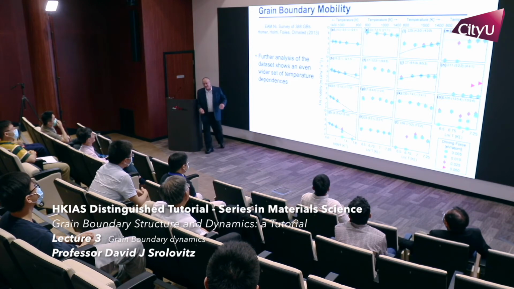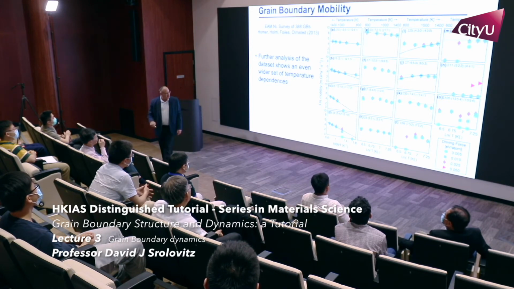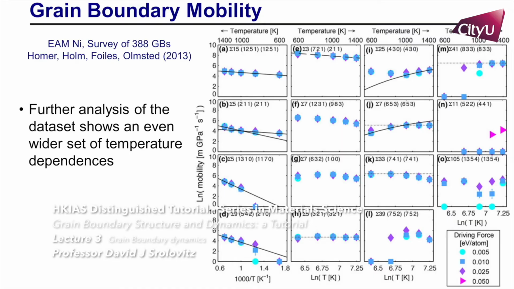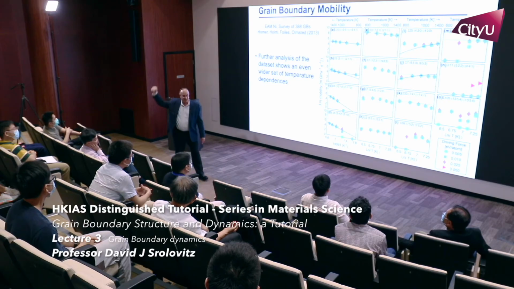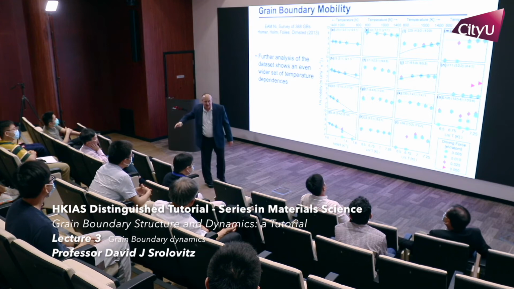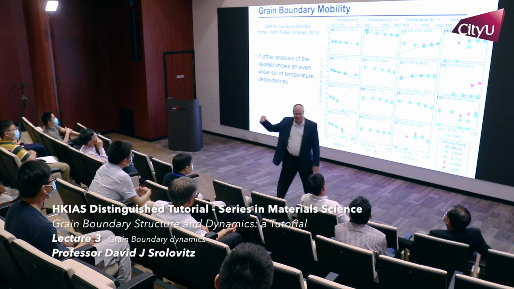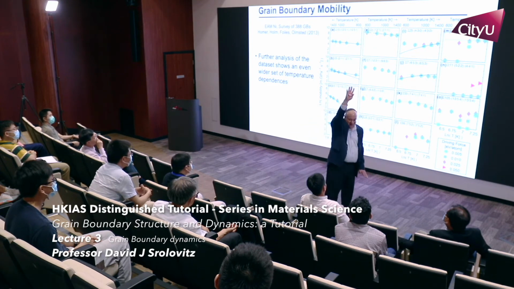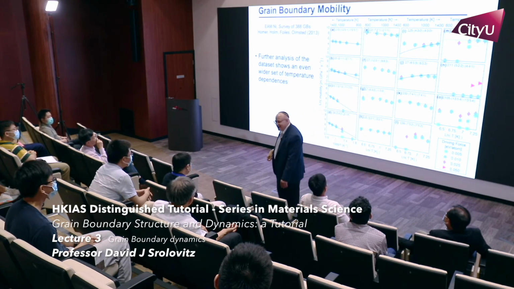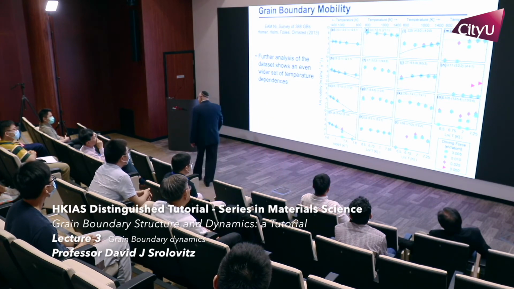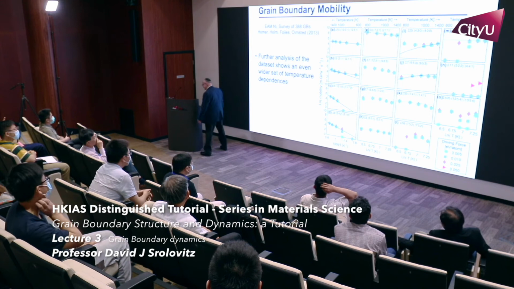If you go back and look at 388 different grain boundaries and look at the temperature dependence of the mobility, you have cases where it goes up with temperature, cases where it goes down with temperature. You have cases where it goes up and then down with temperature. You have cases where it doesn't move at all and all of a sudden goes up fast. What is going on here? It's not like we tell our students.